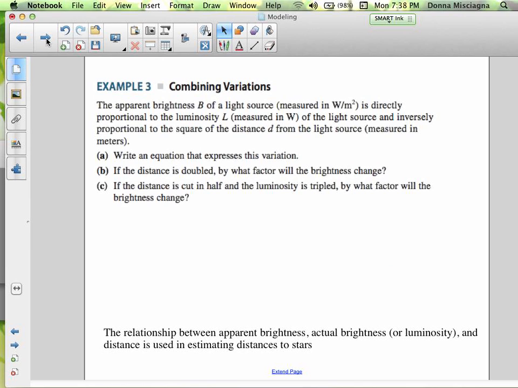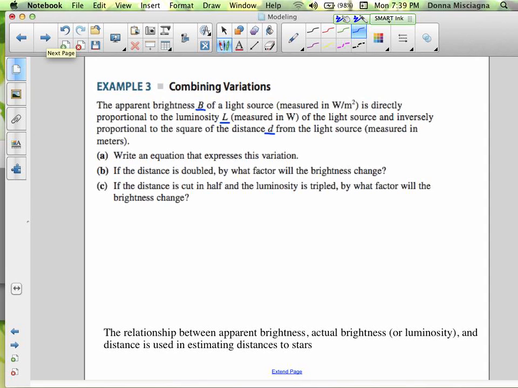Let's look at an example. Combining variations. The apparent brightness B of a light source, measured in watts per meter squared, it doesn't matter, just a unit of measure, is directly proportional to the luminosity L of the light source, measured in watts, and inversely proportional to the square of the distance D from the light source, measured in meters. So what we need to worry about is B, L, and D.